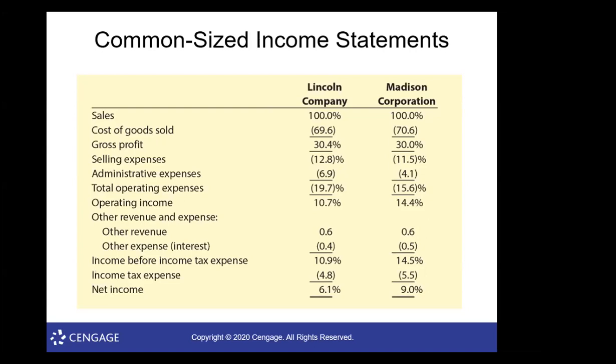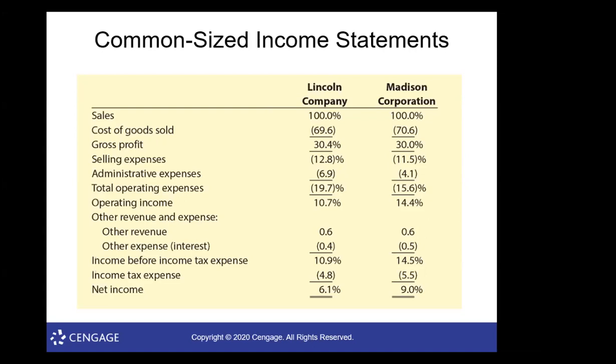And then even if we look at the bottom line, Madison Corporation's net income as a percentage of sales is 9%, whereas Lincoln Company's is 6.1%. If you were making a financial decision about which company to invest in, you might lean more towards Madison Corporation, right? Because it looks like maybe they've controlled their expenses a little bit more, or maybe their sales are a bit stronger. And it's hard to just look at one bit of data and make a decision.